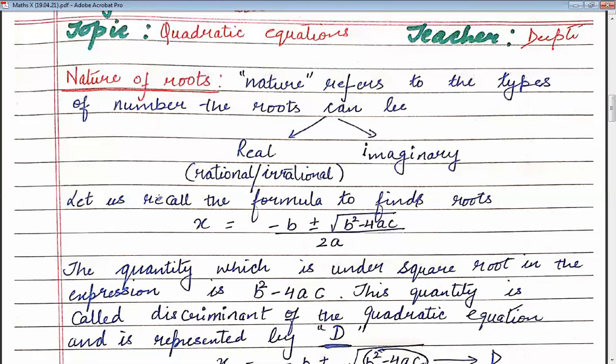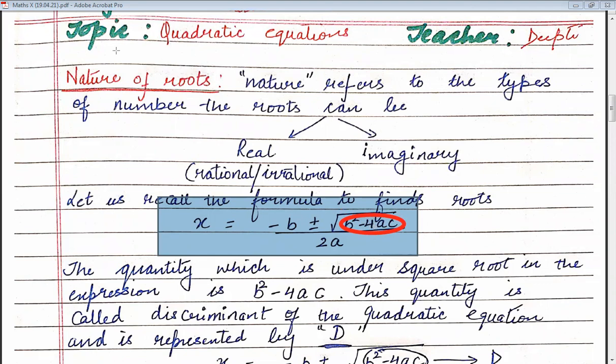Now you know the formula to find the roots. Your formula is x is equal to minus b plus minus square root b square minus 4ac upon 2a. Now children, look at this formula very carefully and just answer me that which value is inside the square root. Can you tell me the expression which is inside the square root? Yes, the expression which is inside the square root is b square minus 4ac. What is that? B square minus 4ac.